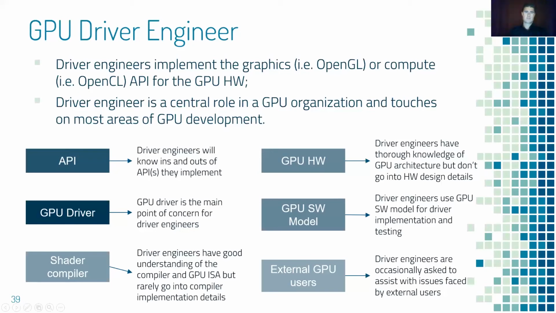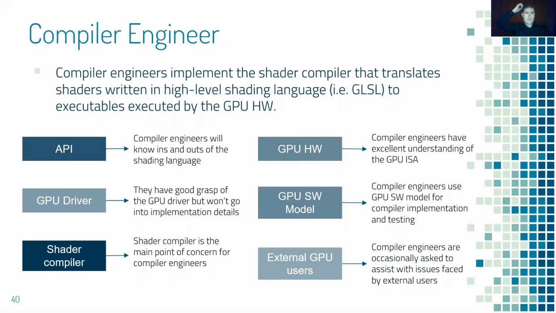Let's go to the compiler engineer role. So compiler engineers implement the shader compiler that translates shaders written in a high-level shading language such as GLSL to executables executed by the GPU hardware. Compiler engineers will have an excellent understanding of the shading language that they implement the compiler for.